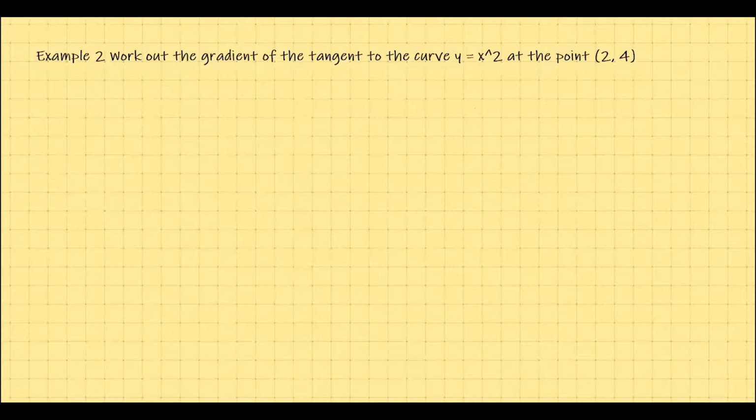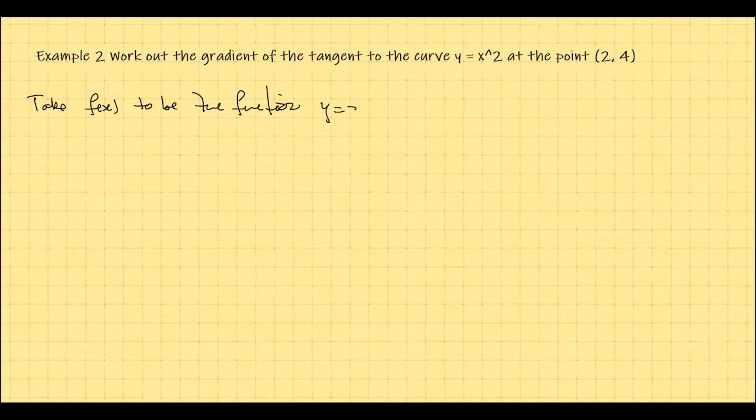So let's think about another example. In this case, we have to work out the gradient of a tangent line to the curve y equals x squared at the point 2, 4 on the curve. So we've already seen that differentiation effectively gives us a function, and one way to interpret that function geometrically is that the function would tell us the steepness of the tangent line at the curve at a particular point. So let's try and use that. So take f of x to be the function y equals x squared. So in other words, f of x equals x squared, right? Then we've shown in the first example that the derivative of that is actually going to be 2x.